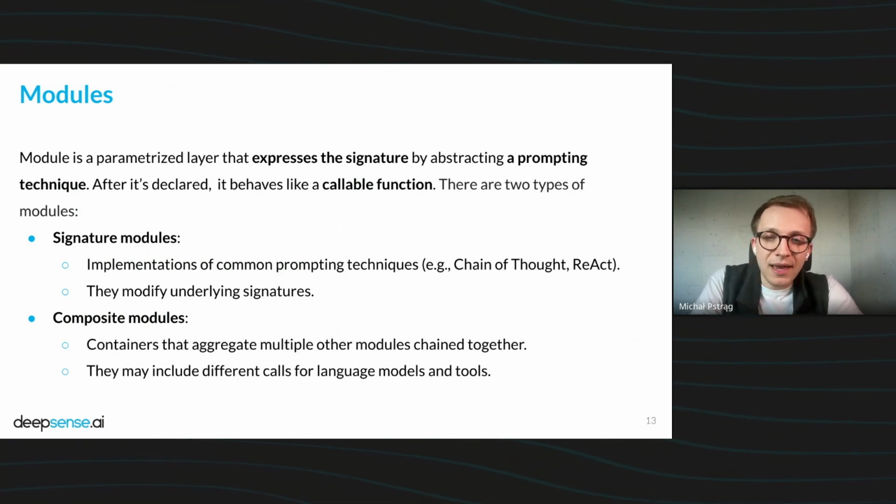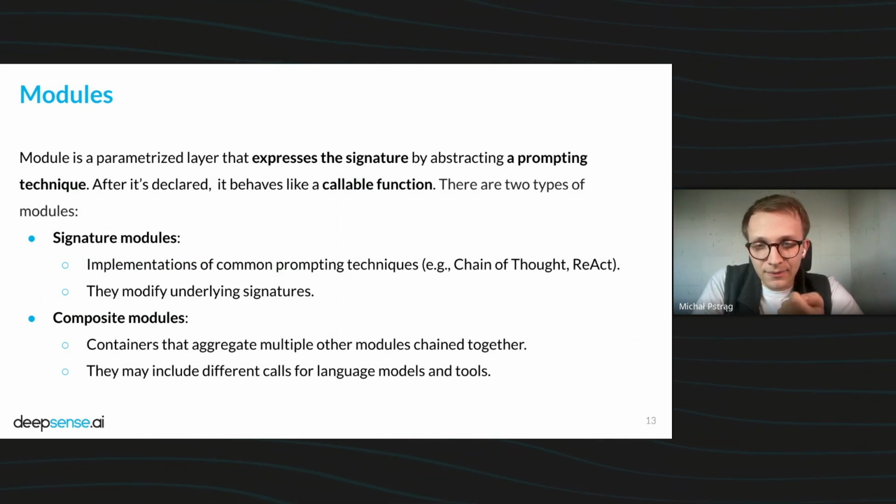So you have something I call signature modules, which are literally wrappers around signatures, and they allow you to use a certain prompt technique within a single line of code. And these are already implemented in DSPy, like chain of thought or React agent. There are many more, but these are the most popular ones. And they modify the underlying signature. You will see in a minute how it looks.